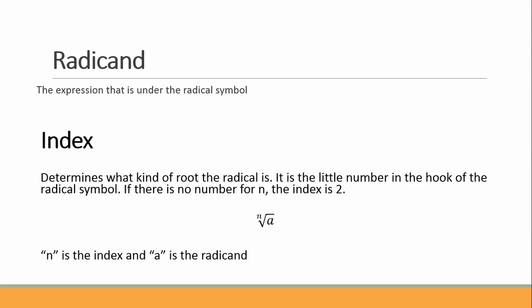The radicand is the part of the expression that's under the radical symbol. So the radicand is this a part. The index determines what kind of root it is, the little number in the hook of the radical symbol. If there's no number there, if it just looks like this, the index here is 2. So if it's just this, the index equals 2. n is the index and a is the radicand.